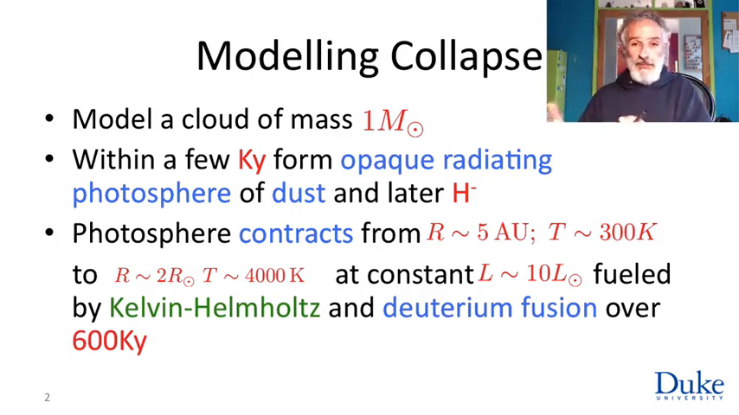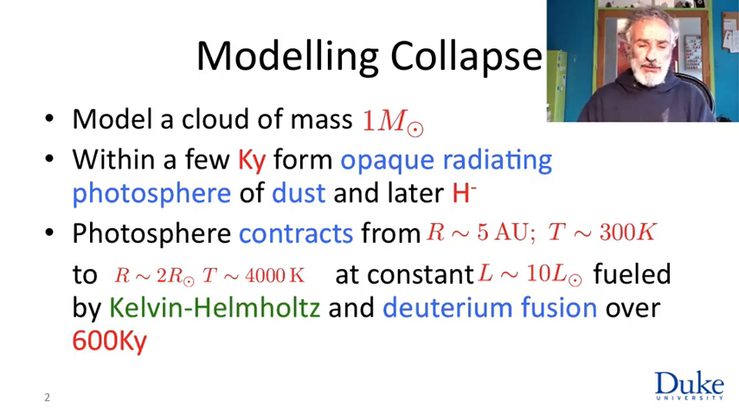The energy for this heat is, to some extent, Kelvin-Helmholtz heating, conversion of gravitational potential energy to heat, but also at these temperatures we begin to get fusion of deuterium. Whatever amounts of deuterium are present, the deuterium fuses at a lower temperature than hydrogen. That's why we use it in terrestrial fusion reactors. And over the next 600,000 years or so, we get this collapse down to twice the solar radius, and the temperature stabilizes at around 4,000 Kelvin.